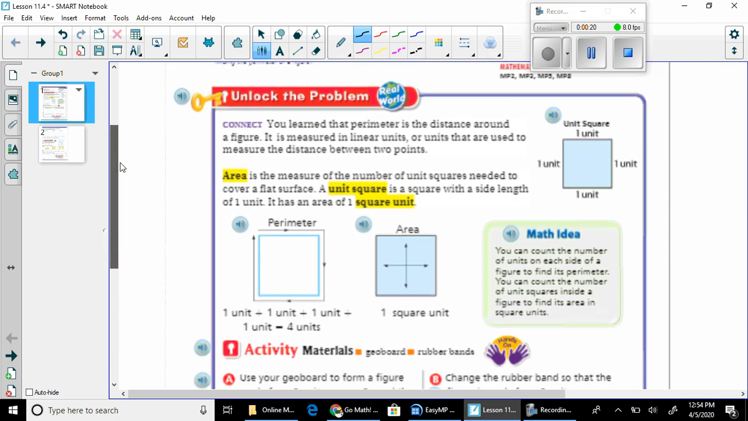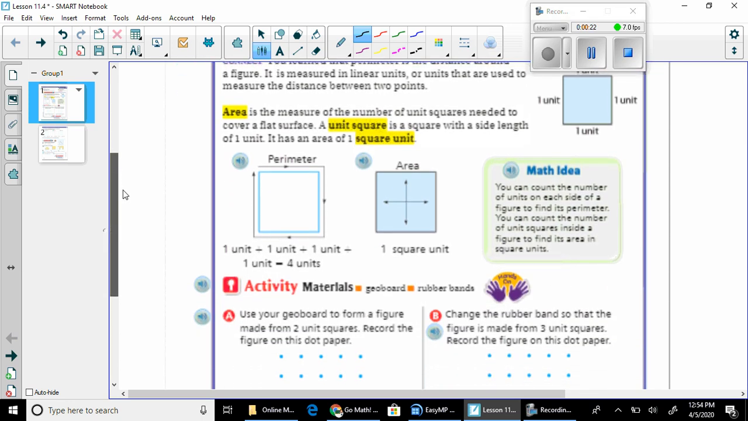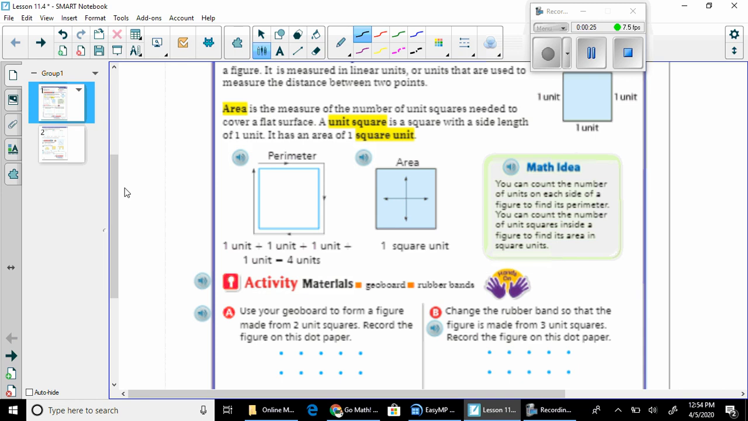All right, so let me scroll down here. Area is the measure or the number of unit squares needed to cover a flat surface. A unit square is a square with a side length of 1 unit. It has an area of 1 square unit. If you look down below here, they have 2 different examples.